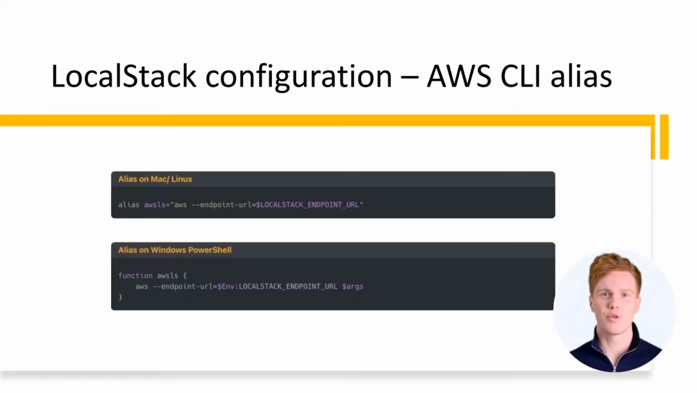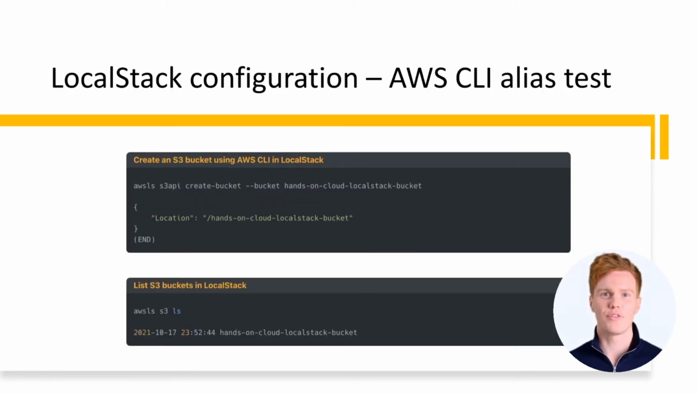To simplify AWS CLI commands execution, we propose you create an alias for the AWS command called awsls, for example. Apply the alias definition to your Linux or Windows PowerShell terminal. Now, you can interact with the various AWS services emulated by LocalStack on your local machine. To test it, let's create an S3 bucket using AWS CLI in LocalStack. Use the provided awsls alias to create a test S3 bucket. After that, use the awsls alias to list available S3 buckets.